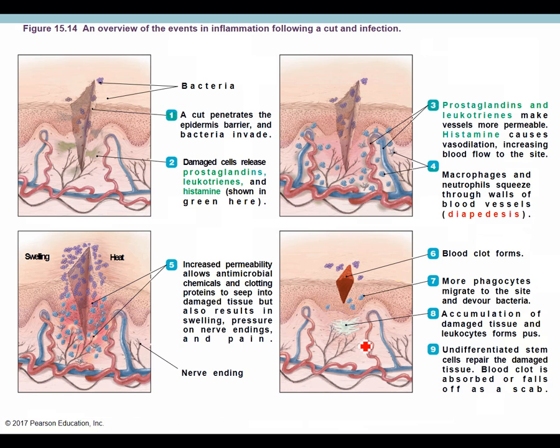So through diapedesis, some of the phagocytic cells will be able to come into the area and phagocytize the bacterial cells that have invaded. And then a blood clot will form. That's a whole other process. Blood clotting is a complicated series of events that eventually seals the hole, seals the damage, and then that tissue can eventually be repaired.